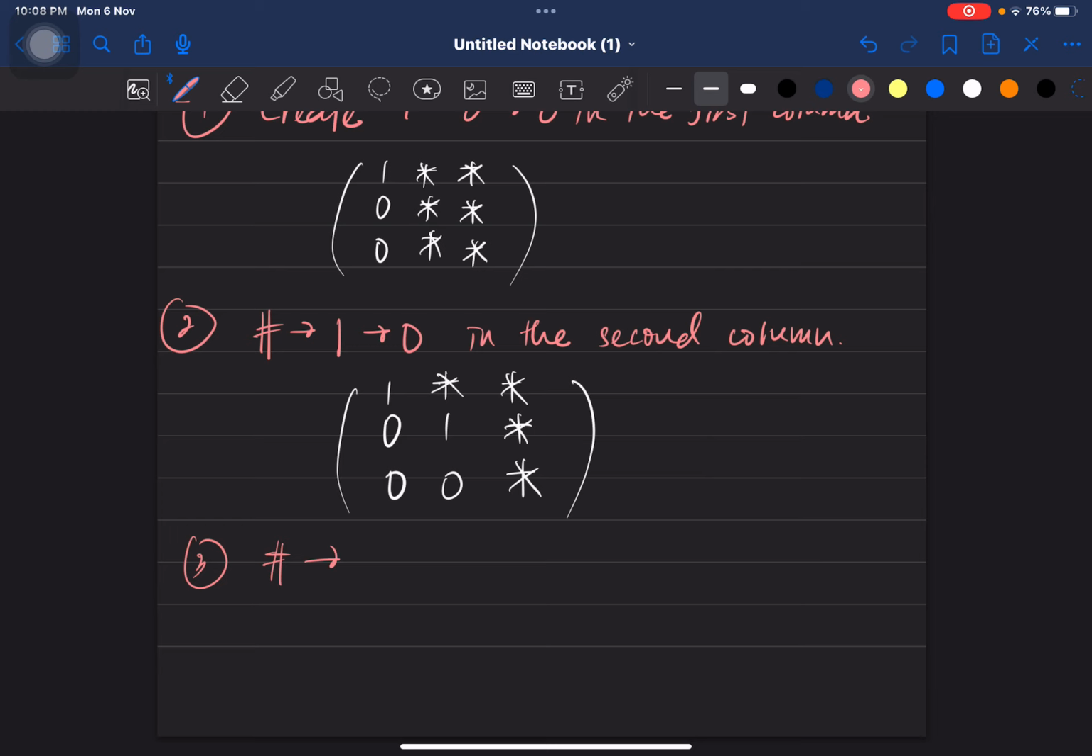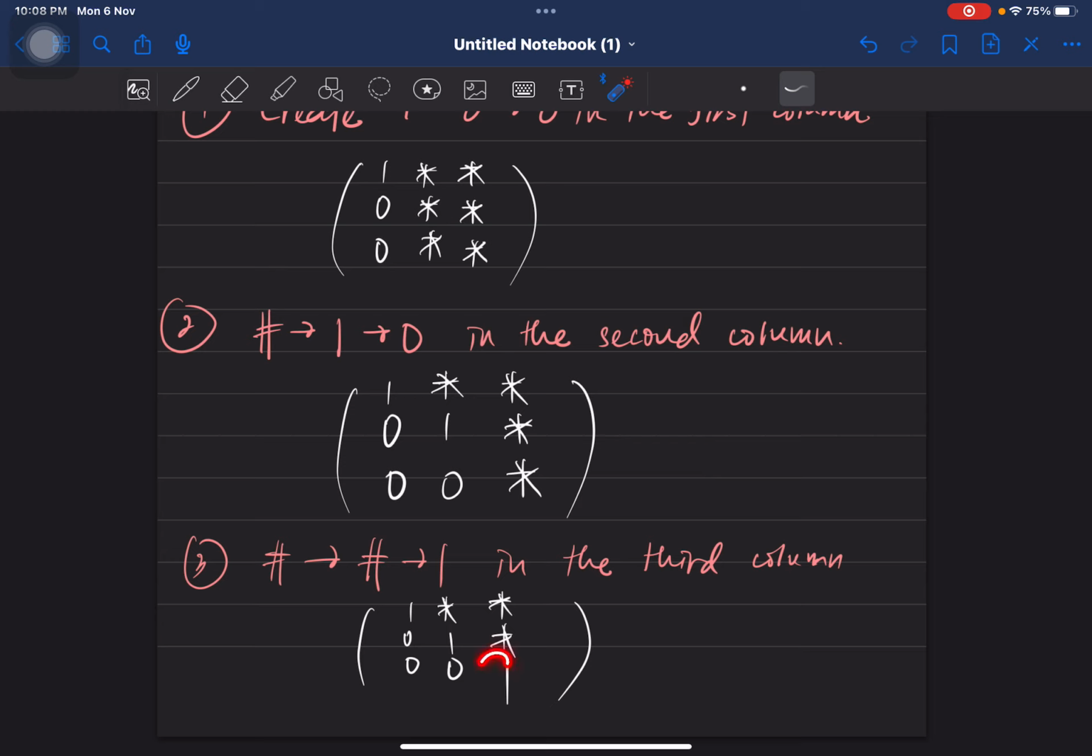Third step, very simple. Create a 1 in the third column, in the corner here. So we get this already, right? 1 0 0, any random number, 1 0. This is any random number, and 1. We want to create a 1 here. This is the third step.